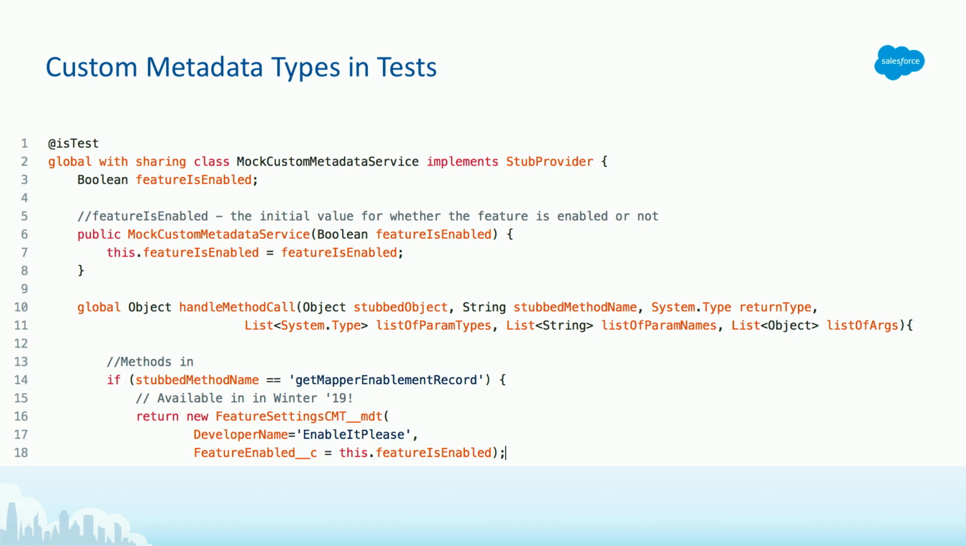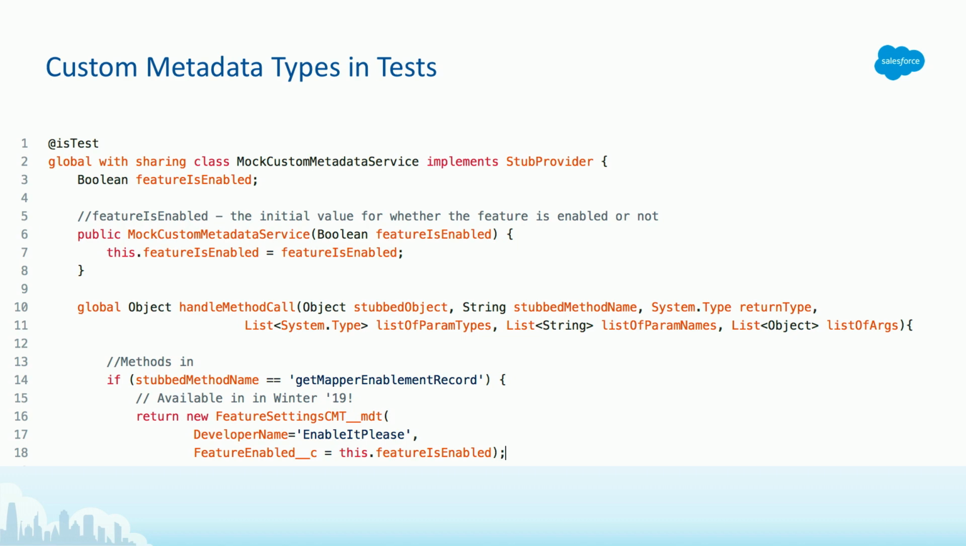This is a mock custom metadata service. So as long as I construct all of my code so that all of my queries for custom metadata types are coming from one service, I can create a mock service that is the equivalent of that, so that in my tests, this mock service will return custom metadata records that I instantiate right there in the test.